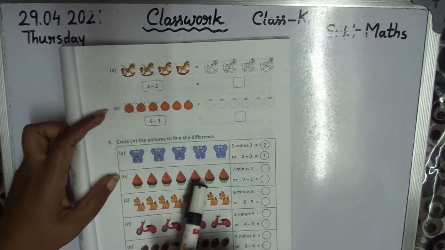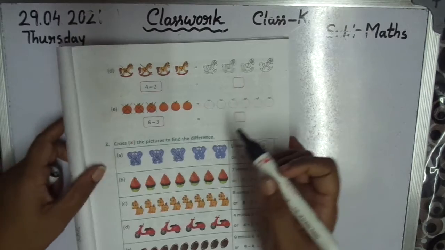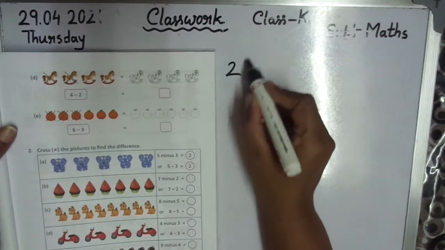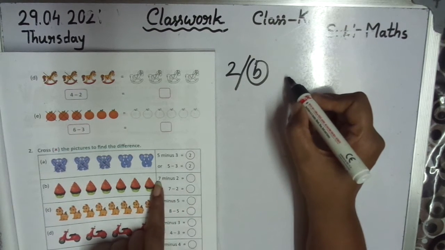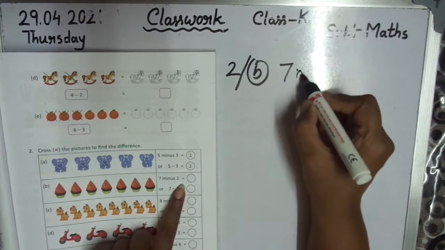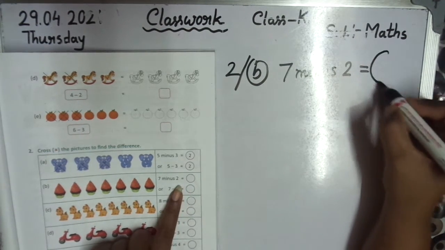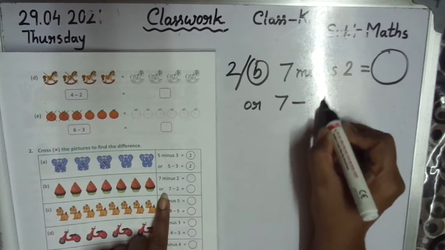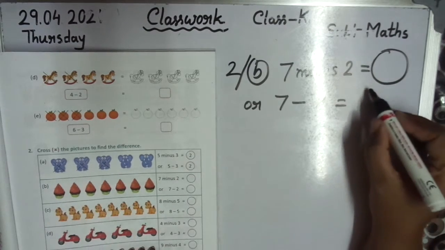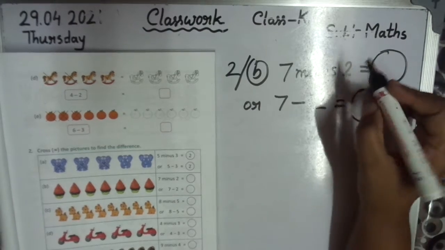Next, 1, 2, 3, 4, 5, 6, 7. 7 minus 2. So you cross 2. 7 minus 2, 7 minus 2 is equal to, or 7 minus 2 is equal to, the same number, same math. Okay, same subtraction. So 7.